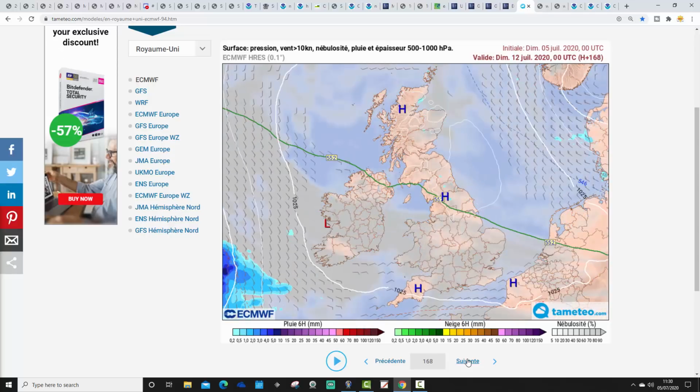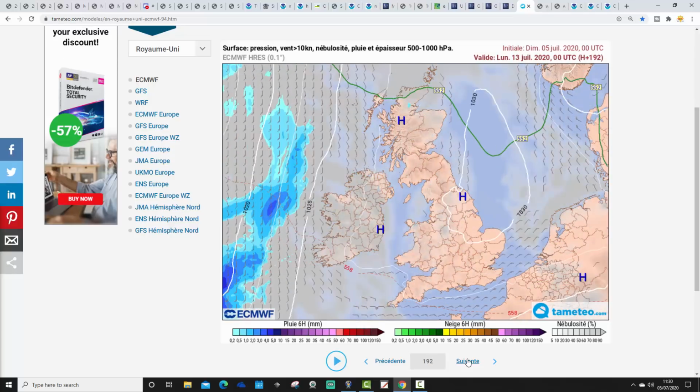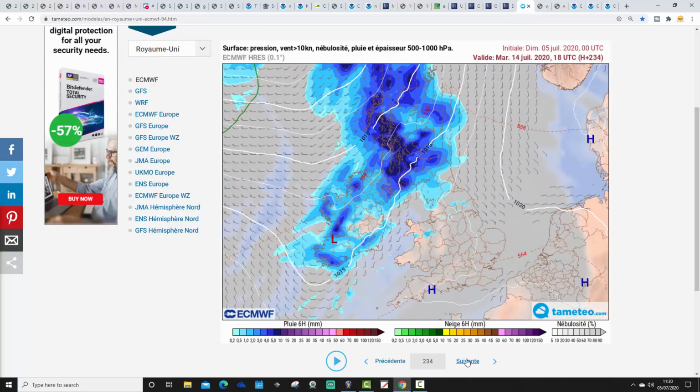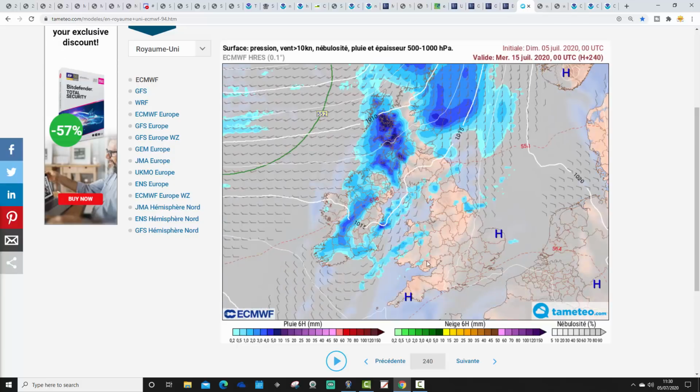Next weekend begins to go drier though, as that ridge of high pressure starts to take over. We lose the rain, it turns drier through next weekend and into the following week. Just a little bit of rain returning by daytime to the north and to the west, but in the south it's still dry and potentially very warm.